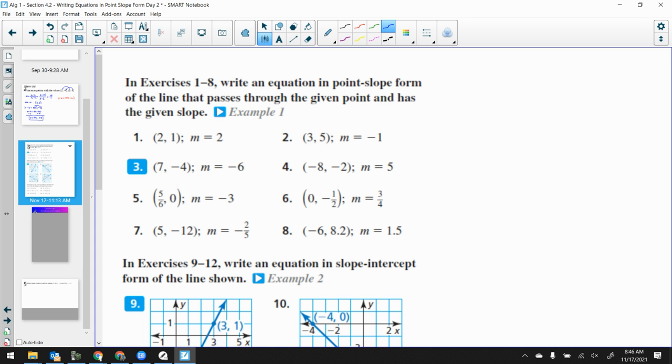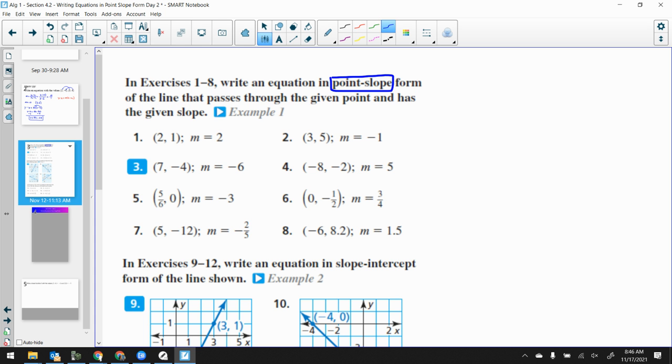Numbers 1 through 7. Remember, it's 1 to 7 odd, 1 to 13 odd, 14 and 16. Numbers 1 through 7 are really quite easy. Why? Because I want them in point-slope form. Do I need to solve them for y in the end? No, I don't need to solve them for y in the end.